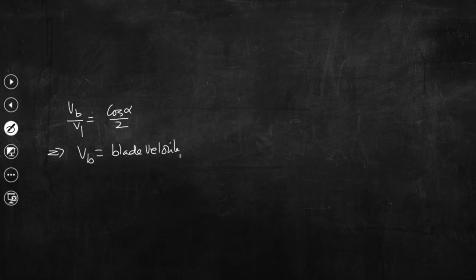What is this? So, VB by V1 equal to cos alpha by 2. Therefore, VB, the blade velocity, equal to V1 cos alpha by 2. Alpha is the flow angle at the inlet. So, now if V1 increases, what we can see, the blade velocity will increase.